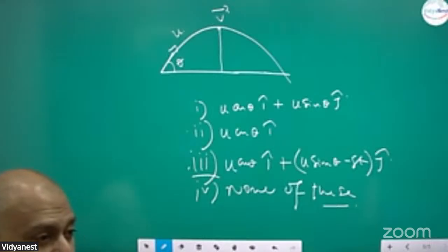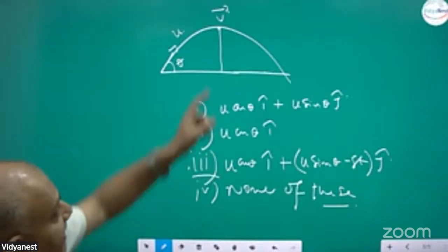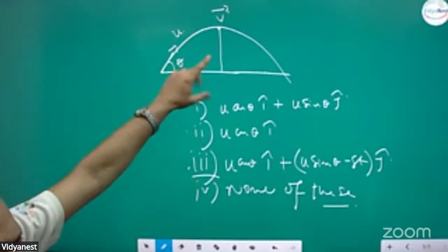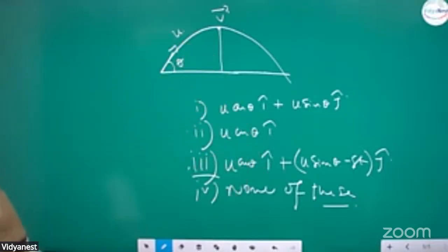Ayush, can you tell me any idea? What can be the option here? I want to get the velocity expression at the top point. I've given 4 options: u cos theta i cap plus u sin theta j cap, u cos theta i cap, third is u cos theta i cap plus u sin theta minus gt j cap, and fourth is none of these. So can you guess anyone? Ayush, can you hear me? Can you guess anyone? It is the velocity expression at the top point.